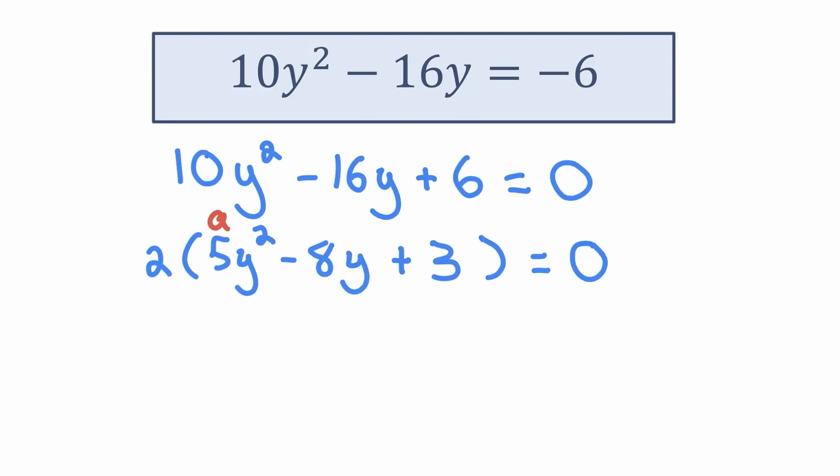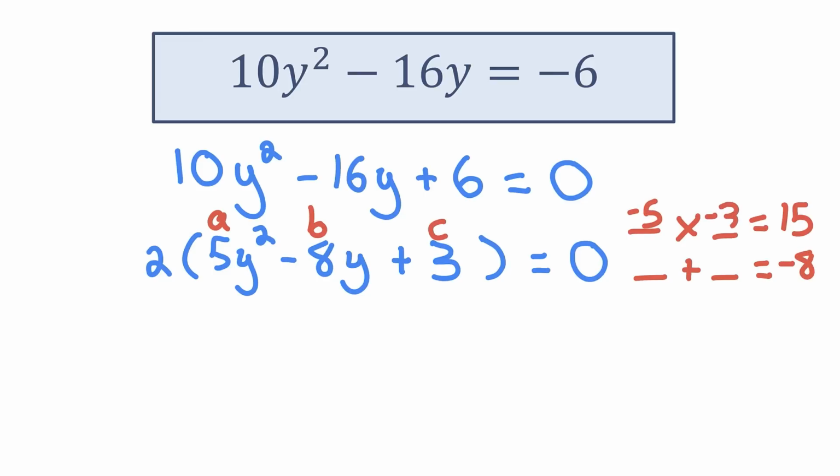Now the quadratic in the brackets, the a value is not 1, it's 5. So if this is factorable, I'm going to have to factor it the long way by decomposition. I need to find numbers that multiply to a times c, 5 times 3, which is 15, and add to the b value of negative 8. The numbers that satisfy that product and sum are negative 5 and negative 3. So what I can do is split the middle term, negative 8y, into negative 5y minus 3y.